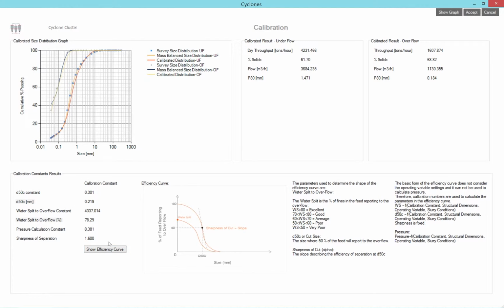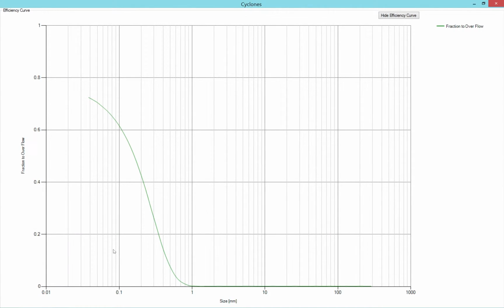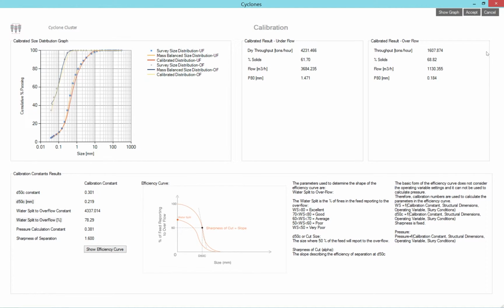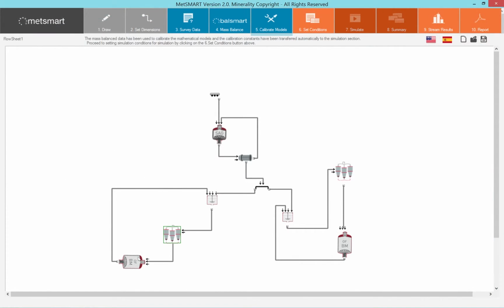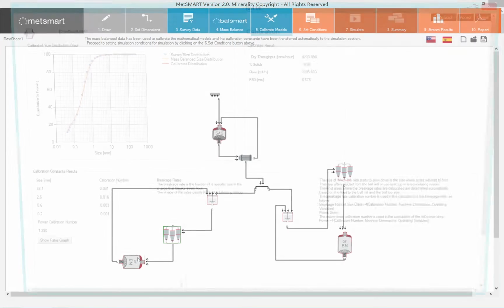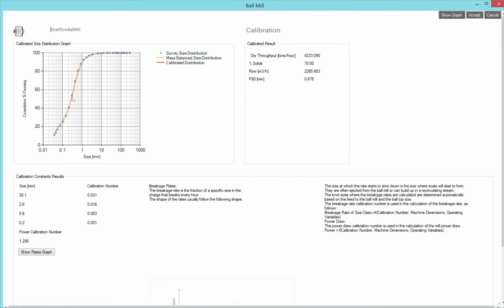If we want to see our efficiency curve on the cyclone, we can click on the efficiency curve, and here you can see the fraction of your feed reporting to the overflow for each size. Then we can look at the ball mill. Again, this is quite a good model fit that we've achieved here, with the calibrated distribution very close to the mass balanced distribution. Again, if we have a result, we need a full explanation of that result.